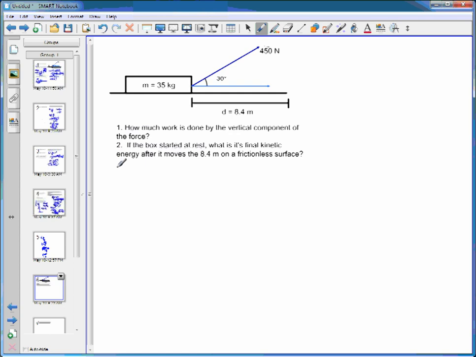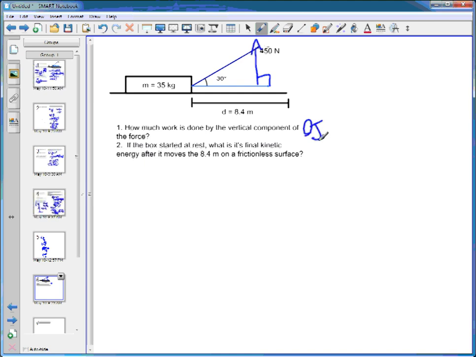Trick question. The vertical component of the force is at a 90-degree angle to the displacement. Therefore, no work is done. So the answer to 1 is 0 joules. 0 joules of work is done by the vertical component because it's in a perpendicular direction to the displacement.